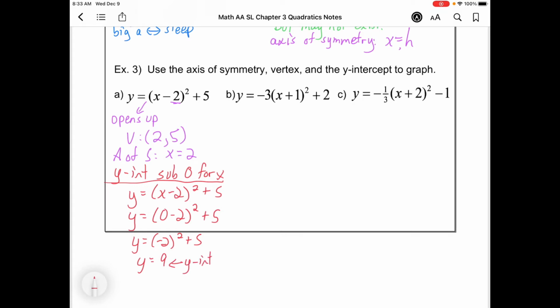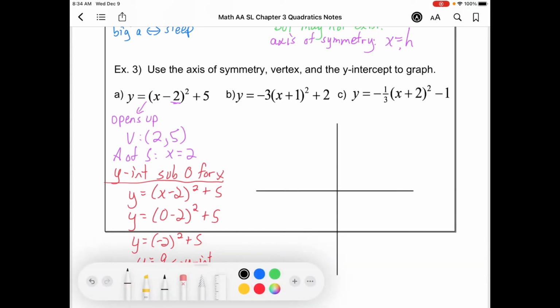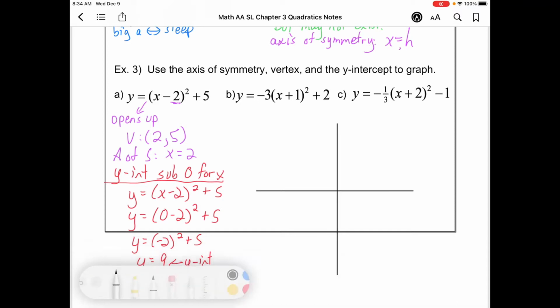At this point, I think I'm ready to try to graph this thing. So I'll just plot the points that I know. I've got a vertex at (2, 5). 1, 2, 1, 2, 3, 4, 5. There we go. (2, 5) for the vertex. I've got a y-intercept at 9. So 6, 7, 8, 9, somewhere up here. I can graph the axis of symmetry. First, let me just graph what I've got so far. What I know that I have is the left-hand side of the parabola. And this is the point (0, 9).